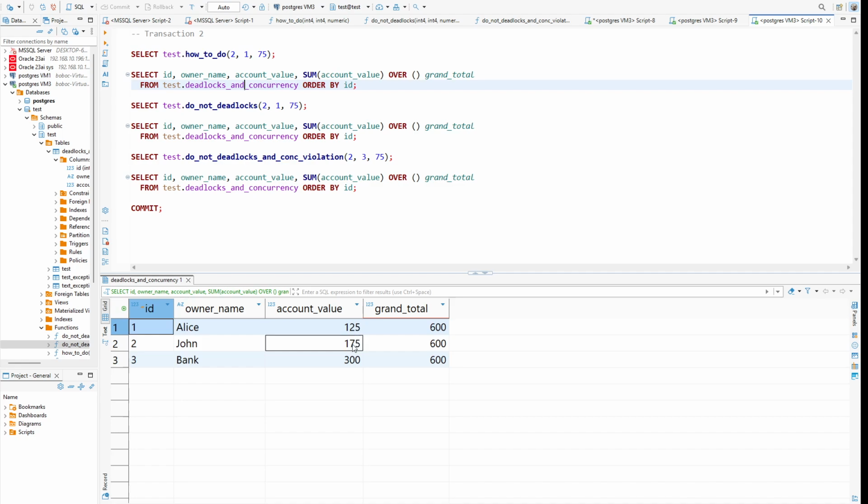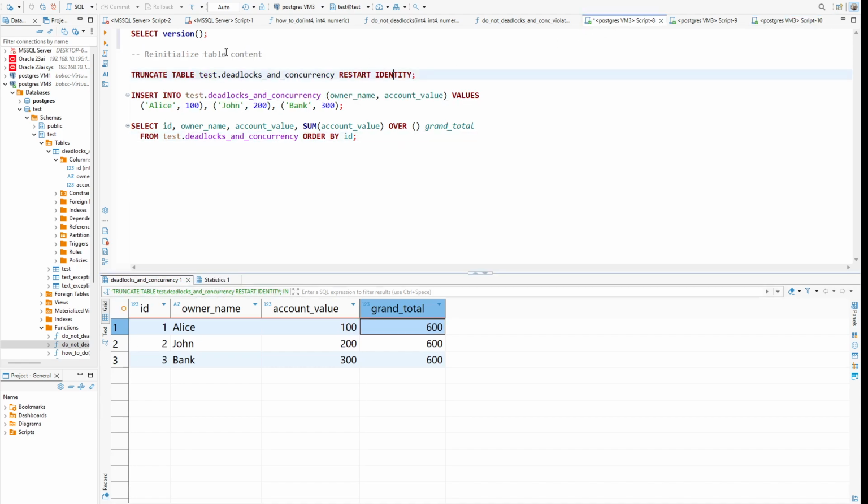125 and 175, because it was 150 minus... 200 was, no, 100 was, minus 50 plus 75. And we have the same grand total as you have expected. Okay, that's the good example. Everything in a single SQL statement.